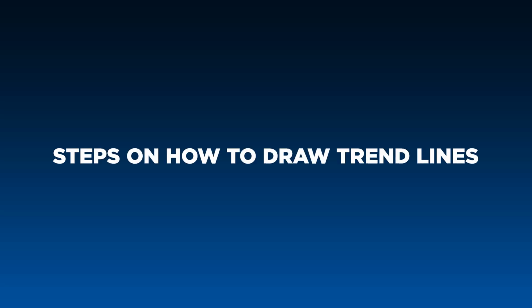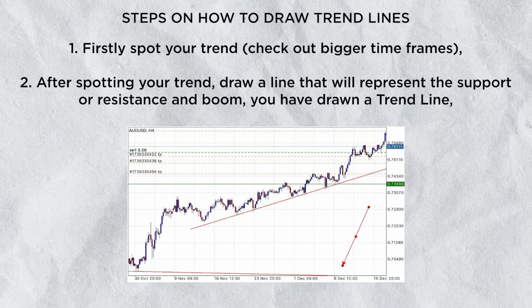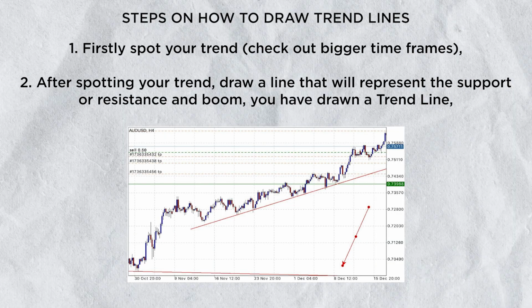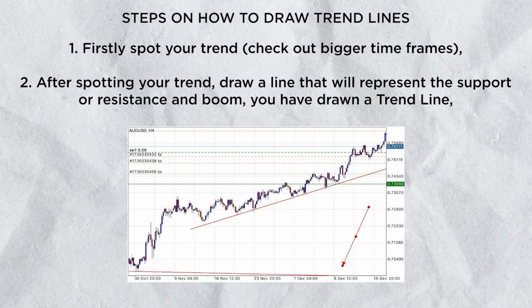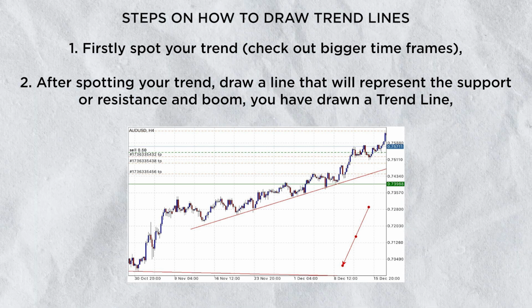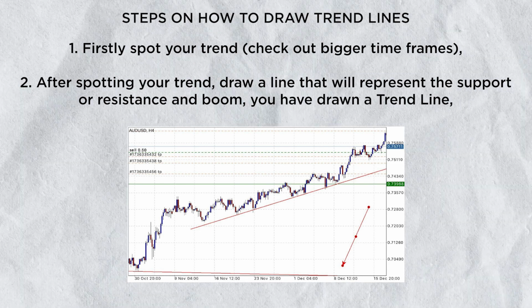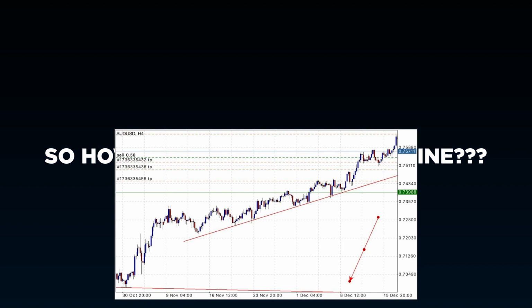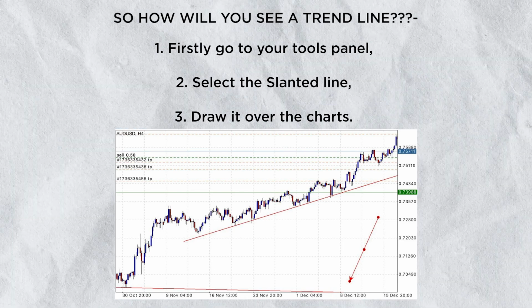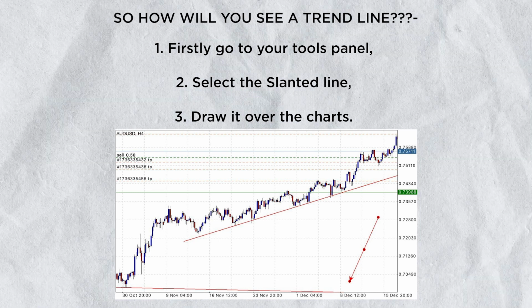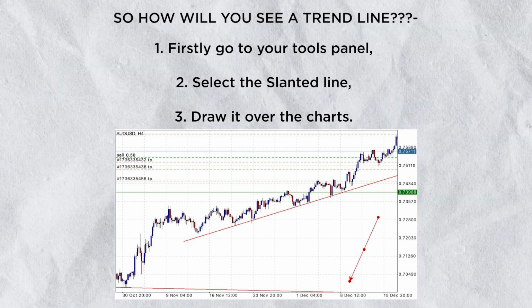Steps on how to draw trend lines. 1. Firstly, spot your trend. Check out bigger time frames. 2. After spotting your trend, draw a line that will represent the support or resistance, and boom, you have drawn a trend line. So how will you draw a trend line? 1. Firstly, go to your Tools panel. 2. Select the slanted line. 3. Draw it over the charts.